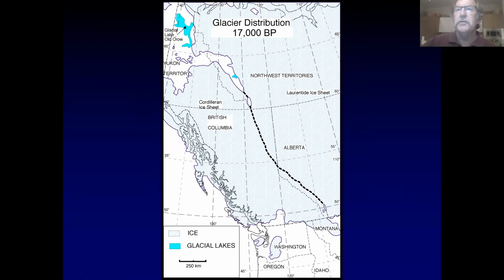around 17,000 years ago. So I'm going to show you a series of snapshots in time as to how the ice sheets separated and eventually disappeared, and the time frame over which that happened.